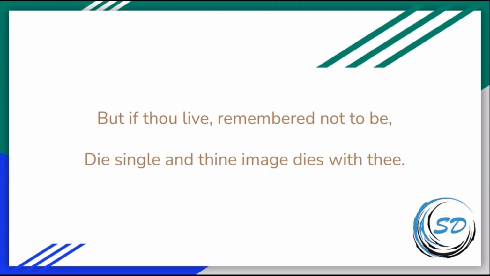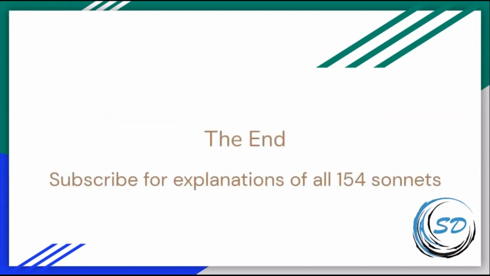Sonnet 3 presents a profound exploration of mortality, self-reflection, and the quest for procreation as a means of defying the grasp of time. Shakespeare encourages us to consider the legacy we leave behind and the eternal impact of creating life. That concludes our comprehensive analysis of Shakespeare's Sonnet 3. We hope this in-depth exploration has shed light on the intricate layers of meaning within the sonnet.